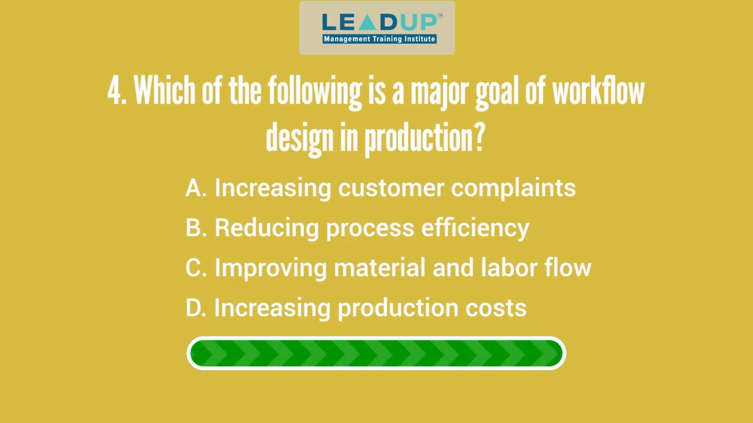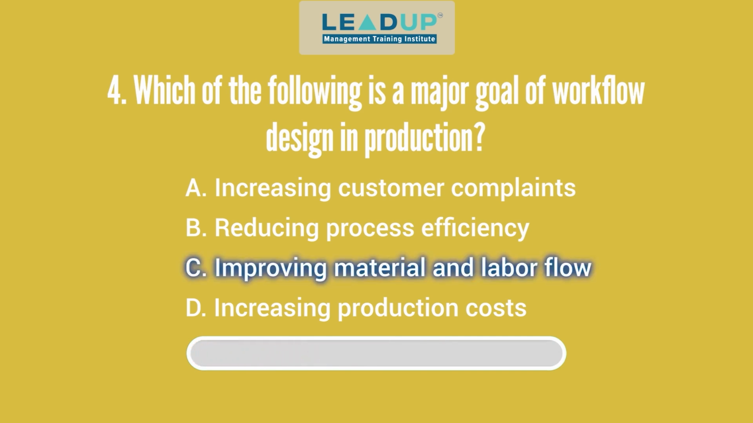Question 4. Which of the following is a major goal of workflow design in production? A. Increasing customer complaints. B. Reducing process efficiency. C. Improving material and labor flow. And D. Increasing production costs. The answer is improving material and labor flow.